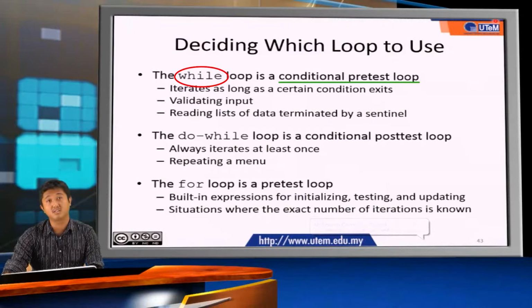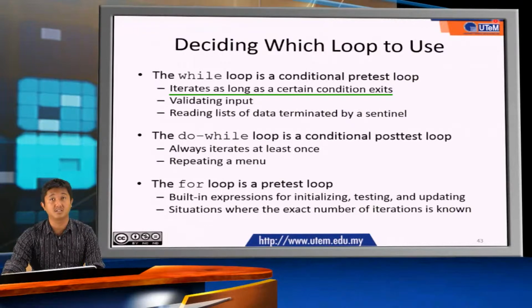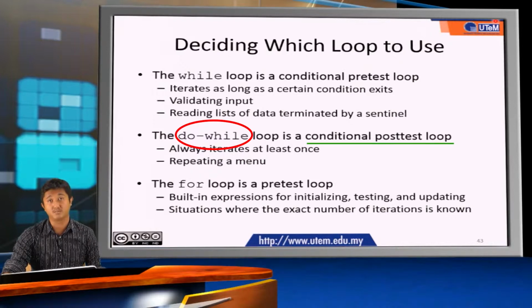The while loop is a conditional pre-test loop, so it iterates until a certain condition to exit. It is suitable for validating input, and reading lists of data terminated by sentinels. Then the do-while loop is a conditional post-test loop, meaning that it always iterates at least once. It is suitable for repeating menus. The for loop is a pre-test loop. It has built-in initializing, testing, and updating. It is suitable for situations where the exact number of iterations is known.